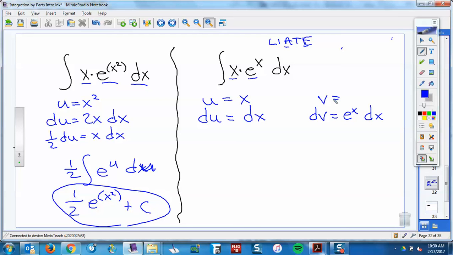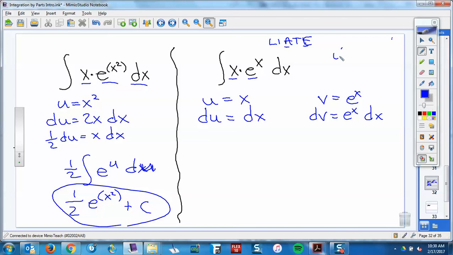So v is going to be the antiderivative, which would be e to the x. Now when we do that antiderivative, we don't need a plus c because we'll put that on at the end. And the dx, what happens to that? It just goes away because we're doing the antiderivative with respect to x. That's just e to the x, so it just goes away. Okay? So, you've got this.